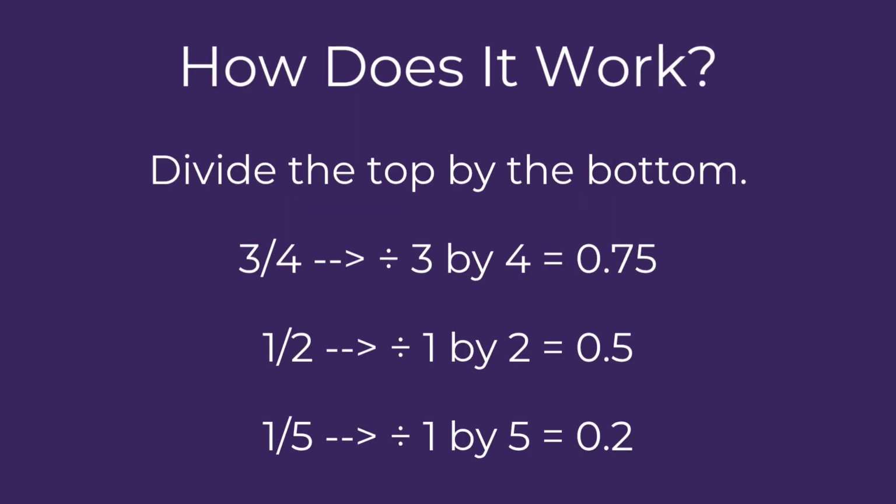To convert any fraction to a decimal, divide the top number by the bottom number. 3/4, 3 divided by 4, gives you 0.75. 1/5, 1 divided by 5, gives you 0.2. The same method works for every fraction you will ever meet.